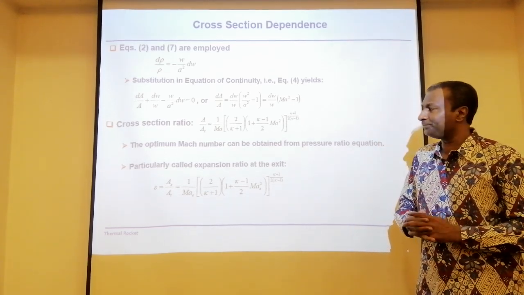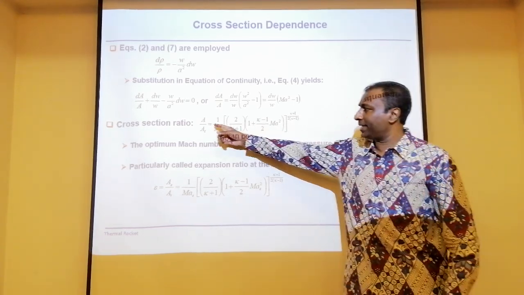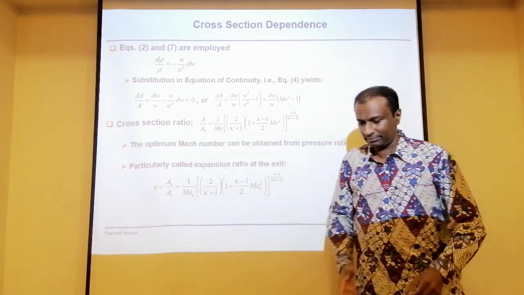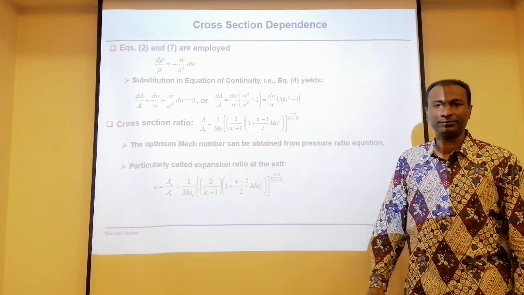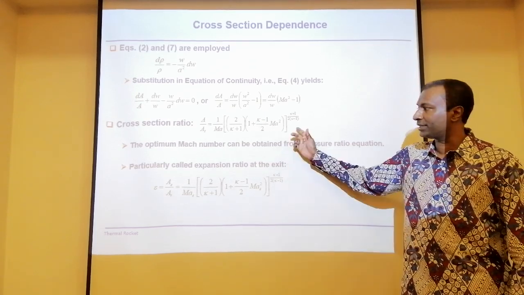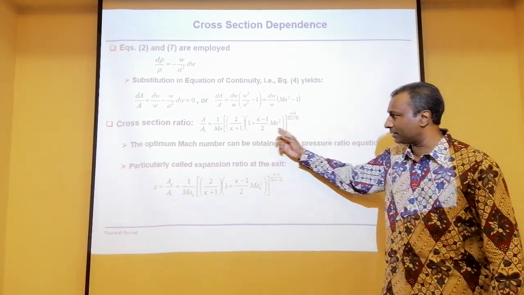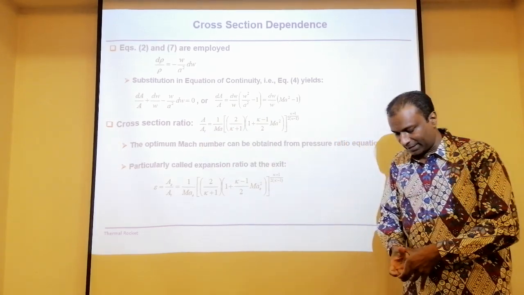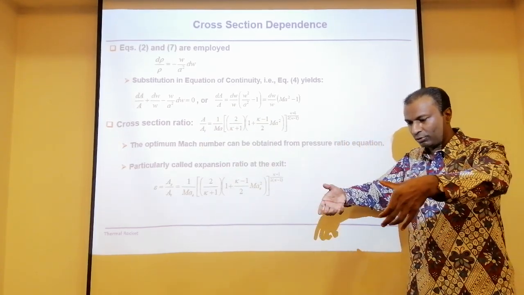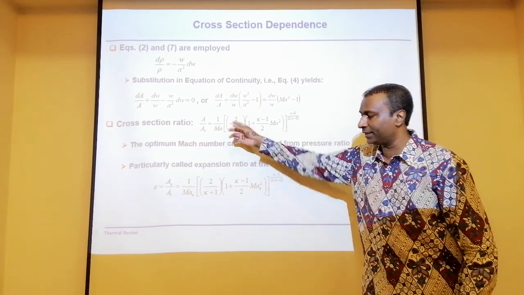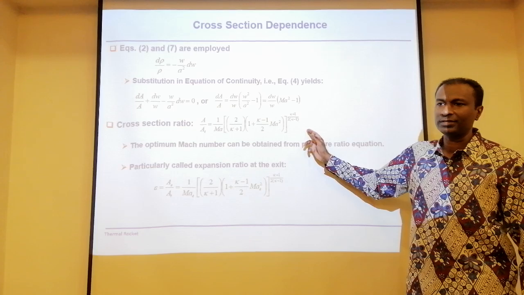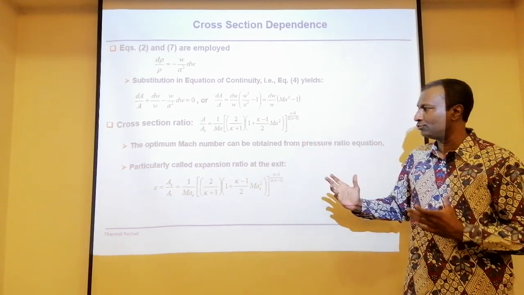So what it says is that if you want to optimize and calculate the exact diameter of the nozzle, this equation is very important. This equation is extremely important because if we fix the diameter of the throat, then we want to optimize the exact exit diameter of the nozzle. This equation is extremely important for you to use.